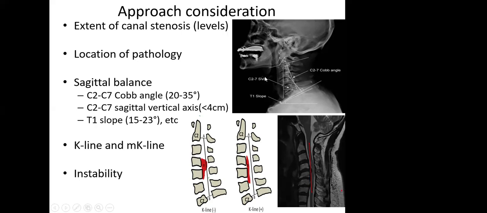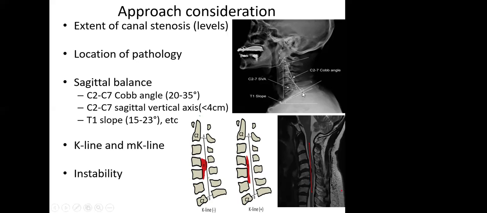The C2-C7 sagittal vertical axis: from the center of the odontoid of C2, a straight line is drawn downwards, and then from the posterior inferior end plate of C7, a horizontal line is drawn to meet the previously drawn line. Now, the distance from this posterior inferior part of the end plate to this line has to be less than 4 cm for you to consider a posterior approach. If it is more than that, then you are better off sticking with anterior approach only.